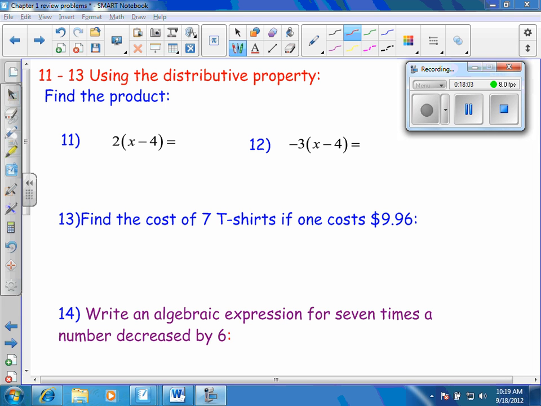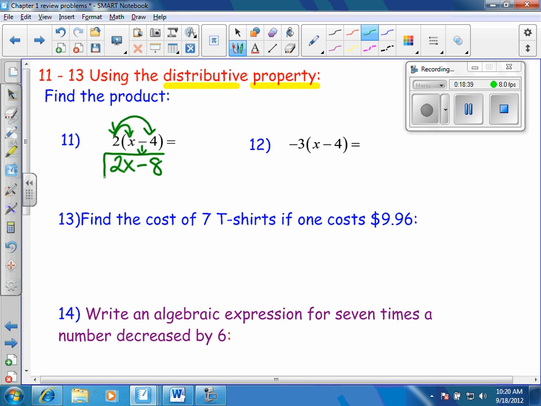Okay, so finding the product. The directions tell you to use the distributive property. So the distributive property is that little rule that tells you to take the number here and multiply by the number there and by the number there. So when there's a variable in the beginning, there's going to be a variable in the end. So 2 times x we write as 2x. And then you bring the subtraction sign down. 2 times 4 is 8. And that's actually the whole problem.